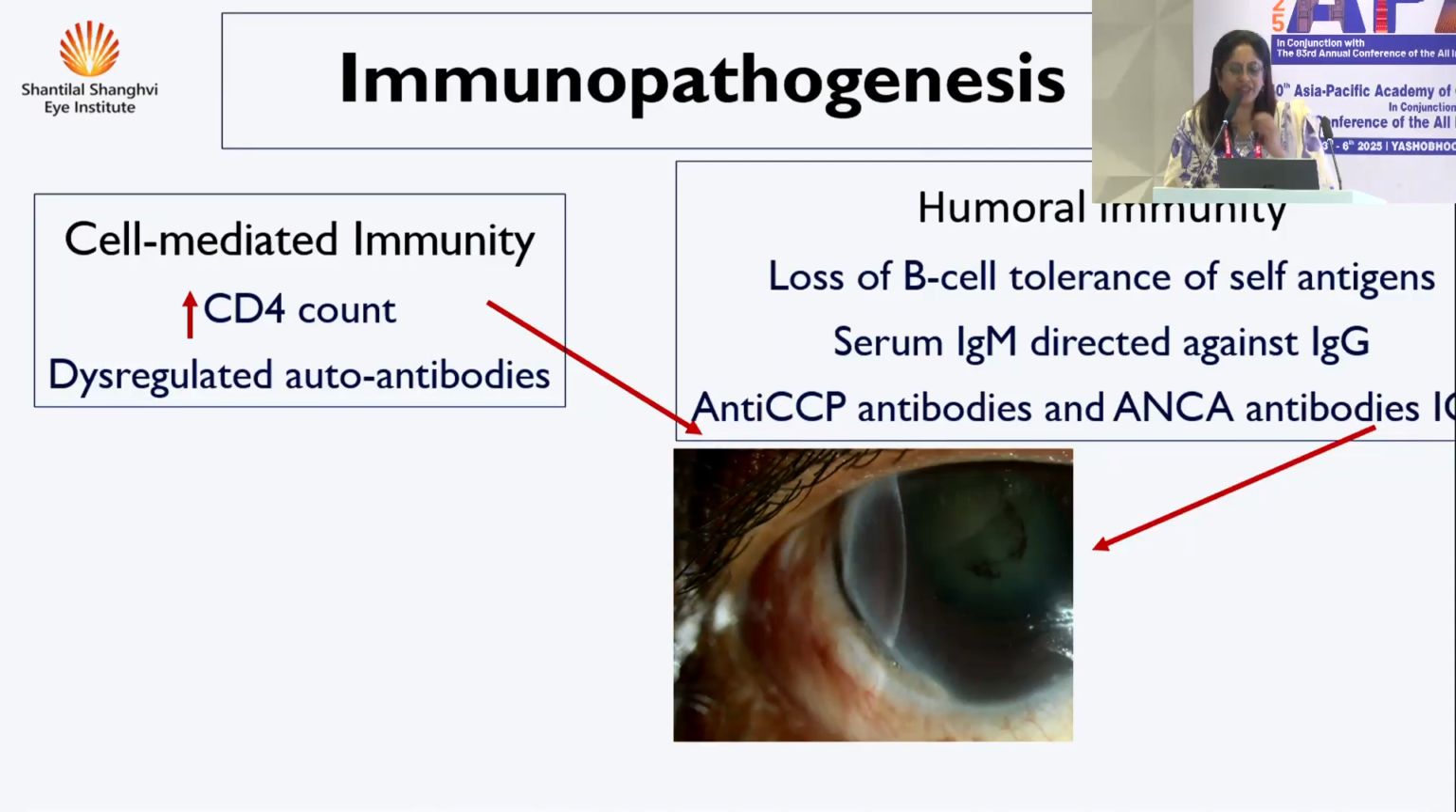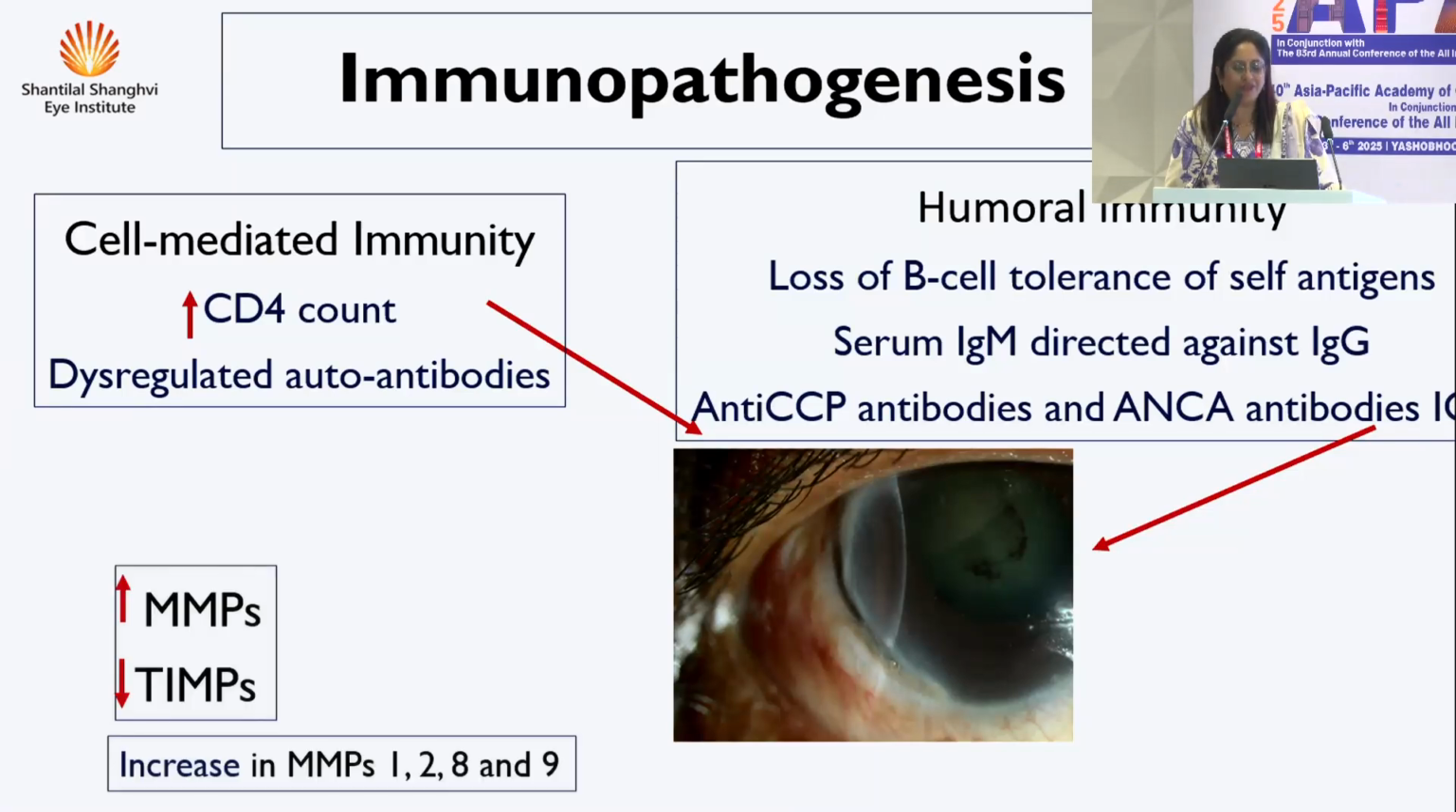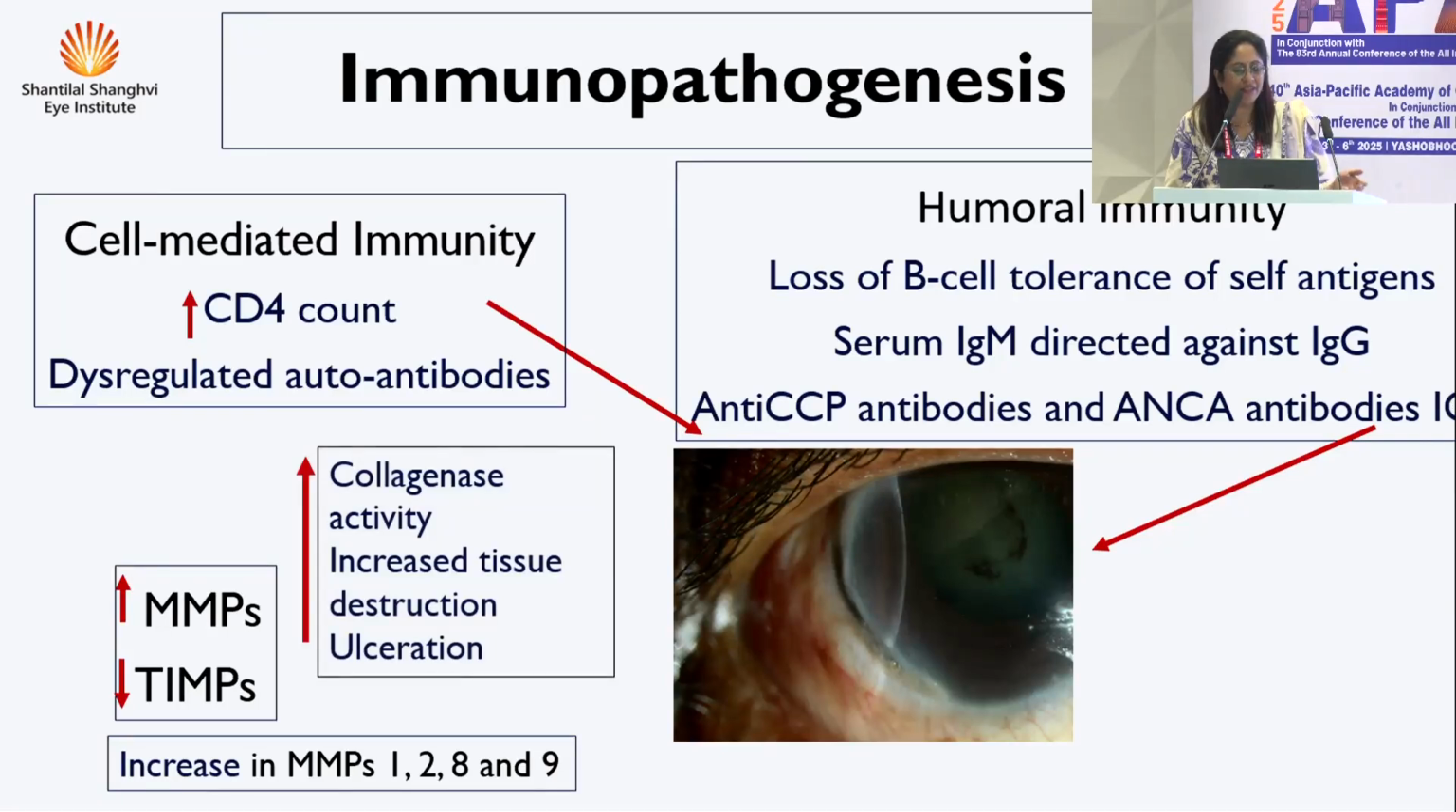And in certain diseases like RA, there are anti-CCP antibodies floating around. In GPA, there are ANCA antibodies floating around. So all of these put together, they torture the cornea. There is an upregulation of the matrix metalloproteinases and downregulation of the TIMPs. Especially, there's an increase in collagenase activity, there's increased tissue destruction and ulceration, and overall there's a decrease in tissue repair. So this is how all of this put together starts attacking the poor cornea, the periphery.